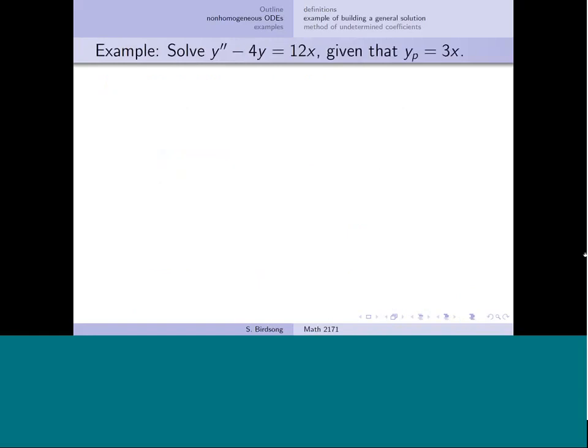So suppose you're given the following example. Suppose you've got this second order differential equation, second derivative of y minus 4y equals 12x. And suppose you're told what a particular solution is, and after I already typed this up, when it was too late to fix it before class, I realized there was a typo. That particular solution should actually be negative 3x. So here's what we want to do. We want to figure out what is the solution of the non-homogeneous equation.